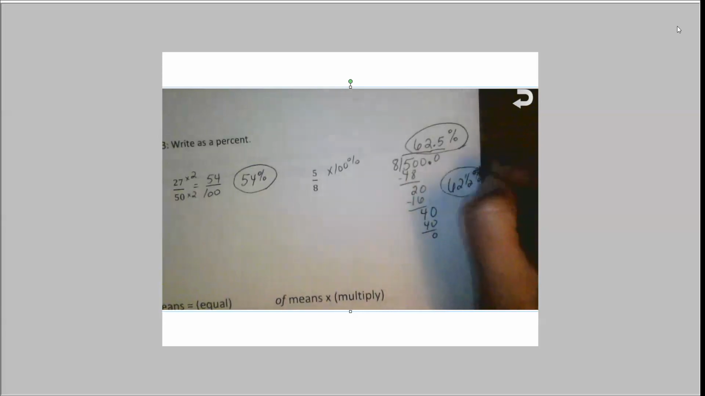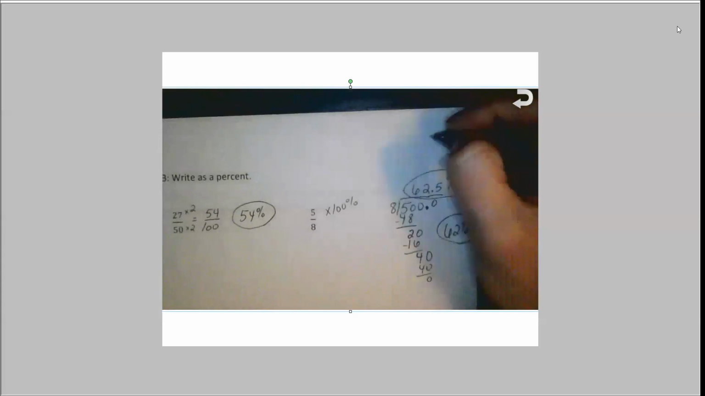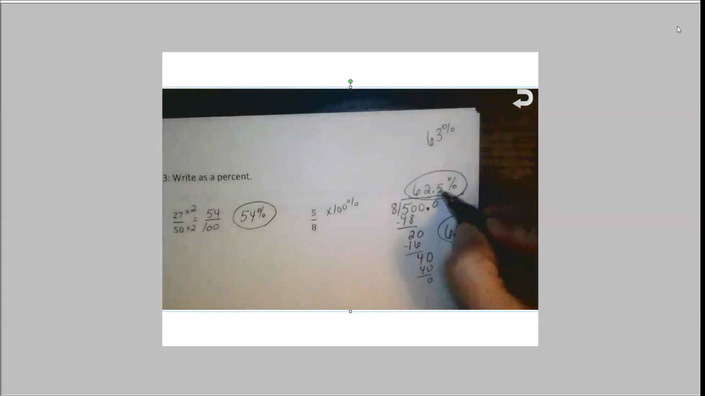Just be careful if it's a decimal that keeps going that you give that answer properly, or if it asks you to round, make sure you do that as well. If it asks you to round to the nearest whole percent, and that's a big possibility, then we would give that answer as 63% because that 5 would round that 2 up to a 3.